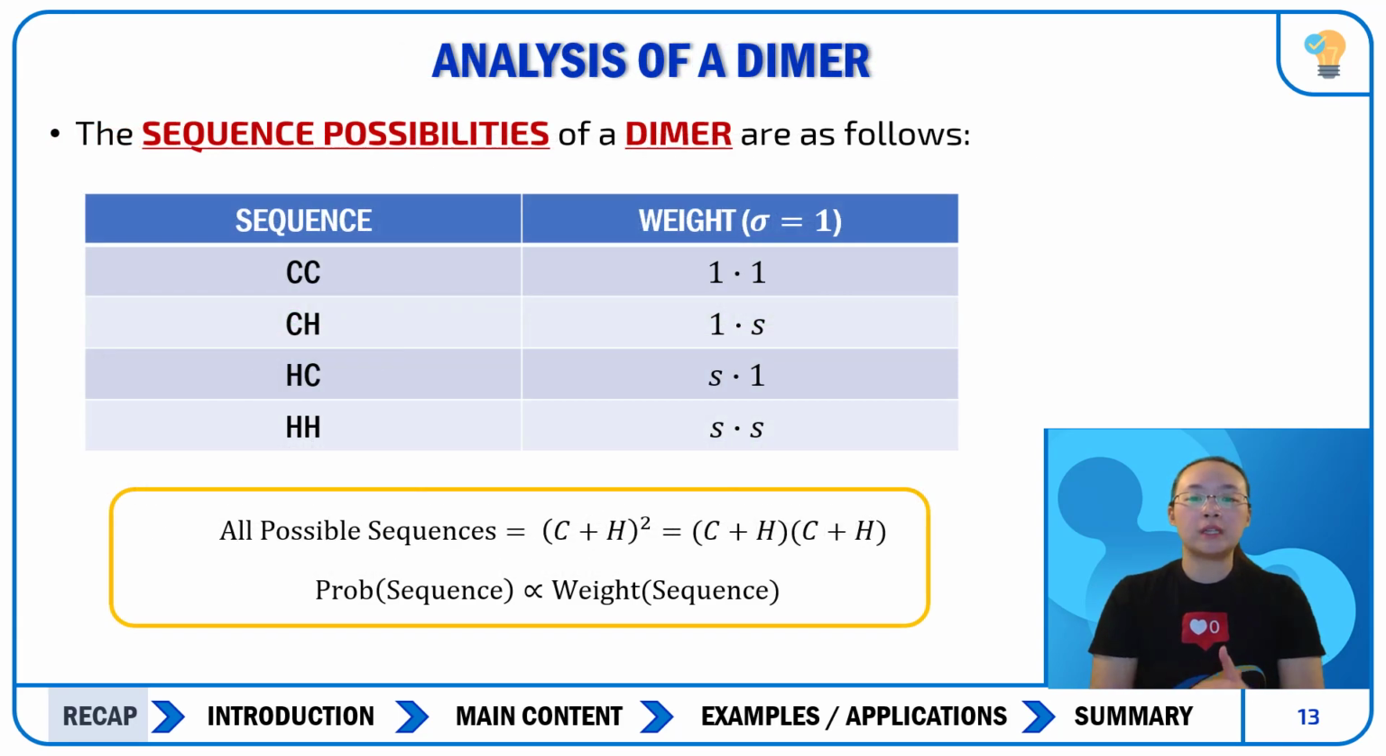So the first thing we did was we gave C a weight of 1 and H a weight of S. And that meant that we could use the binomial function to find all the possible sequences for a dimer. So something like this.